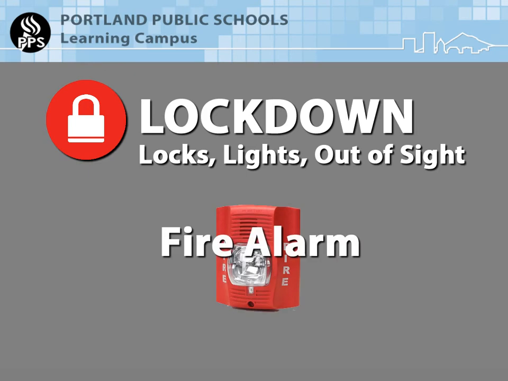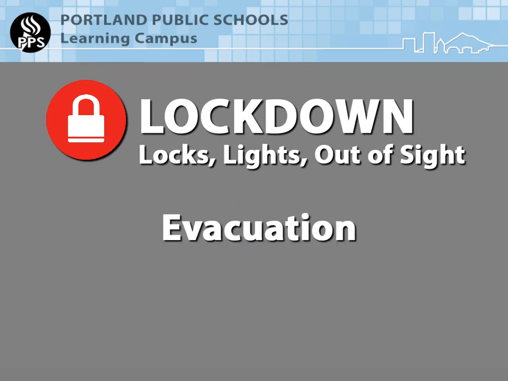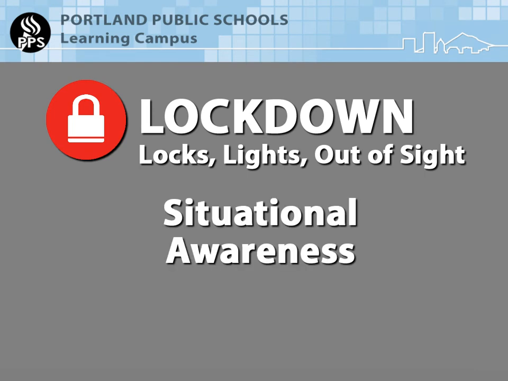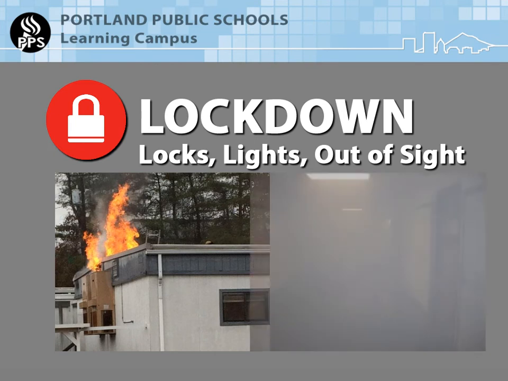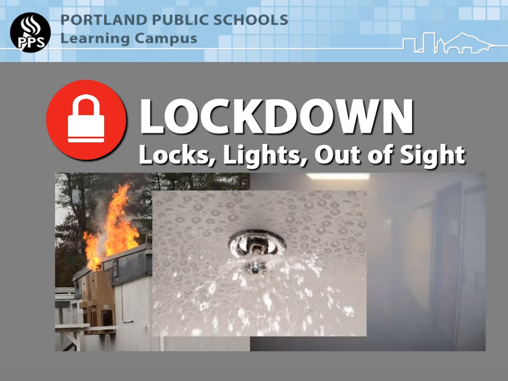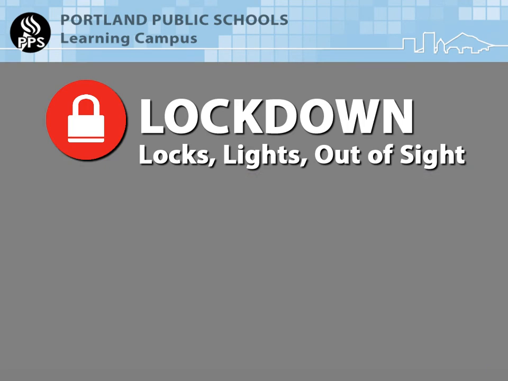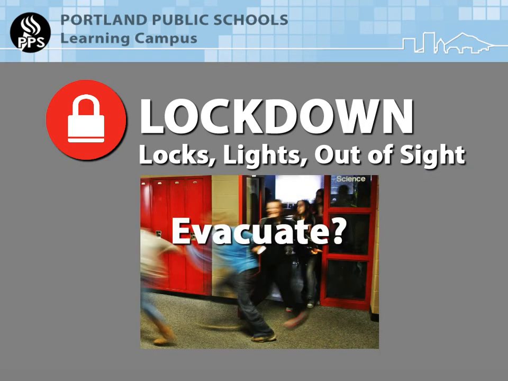If the fire alarm is activated during a lockdown, it is up to you to determine if evacuation should occur by increasing your situational awareness. Ask yourself, do you see signs of fire? Smell smoke? Are the sprinklers activated? Once you have assessed the situation, determine if you should evacuate and consider alternate egress routes.